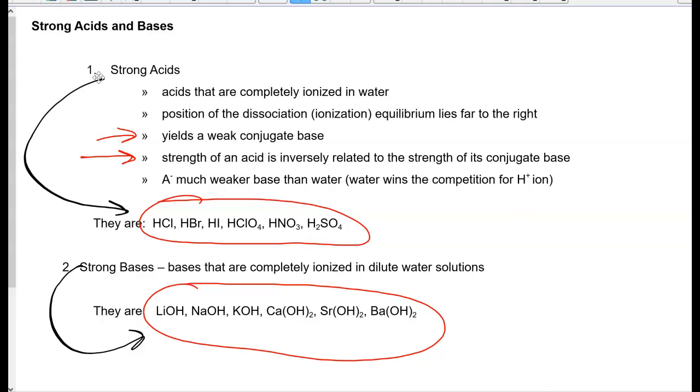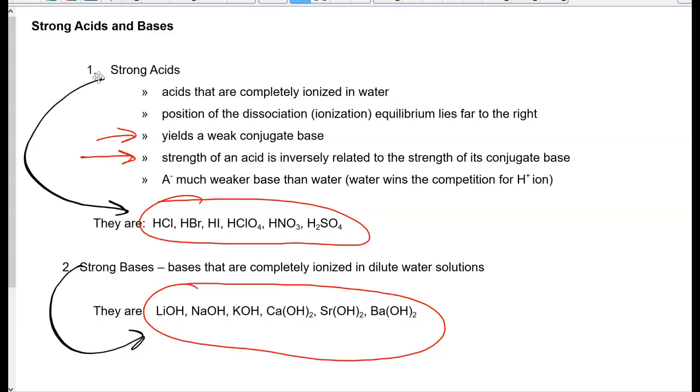The thing that's probably the most important, it yields a weak conjugate base. And we have talked about what conjugate bases and conjugate acids are, and if we have not, we will do that shortly here. Next set of notes for strong acid: the strength of an acid is inversely related to the strength of its conjugate base. So the strength of an acid is inversely, that means 1 over, right? So inverse is the 1 over related to the strength of its conjugate base. I'll show you all of this here shortly.